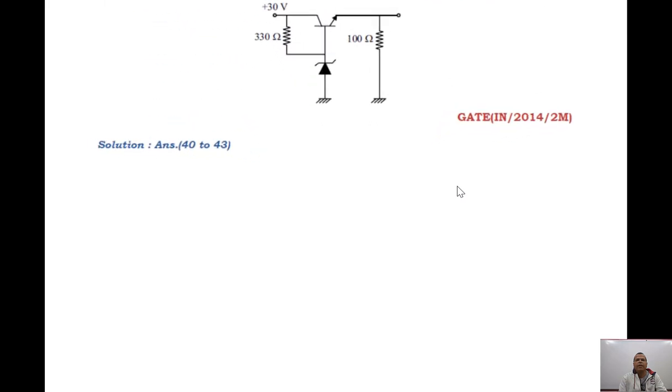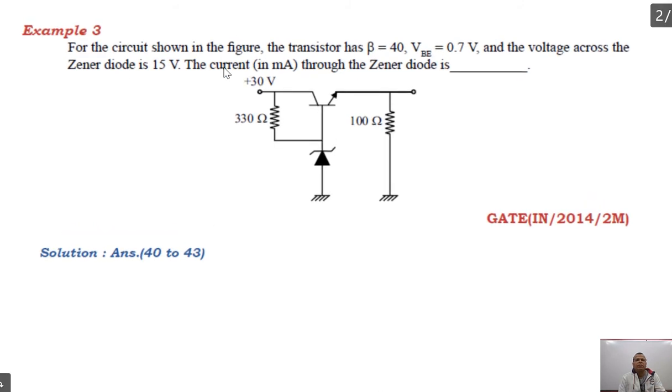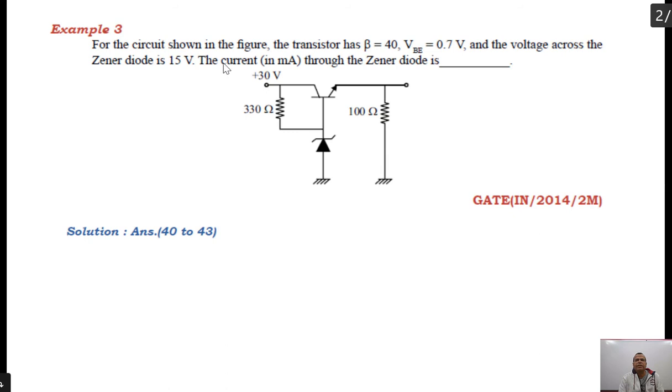Here again we are given, for the circuit shown in the figure, the transistor has beta of 40, VBE 0.7 volt and voltage across Zener diode is 15 volt. The current in Zener diode is, you have to find current in the Zener diode, right. So, we have to find current through the Zener diode.